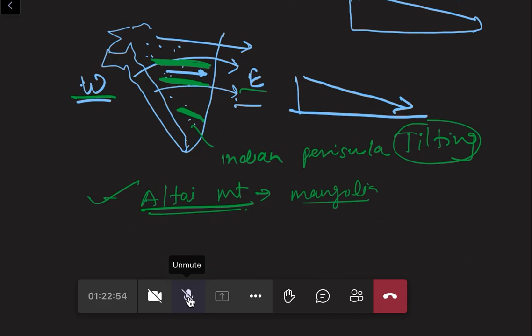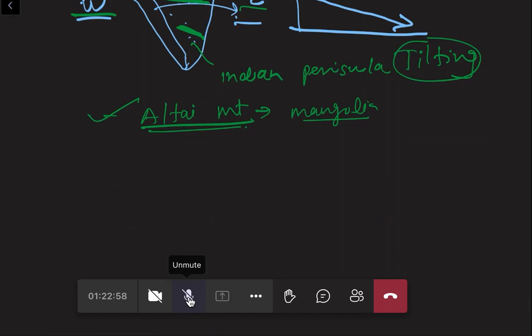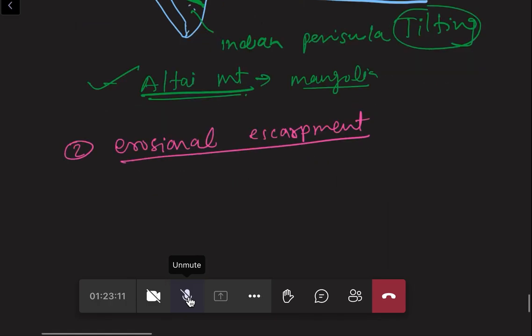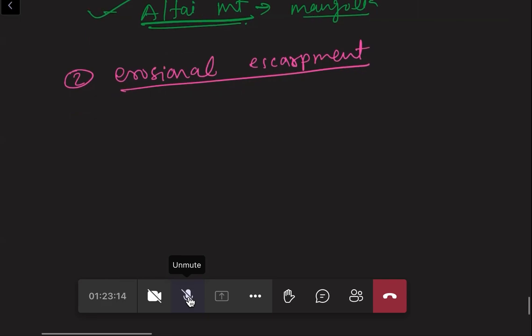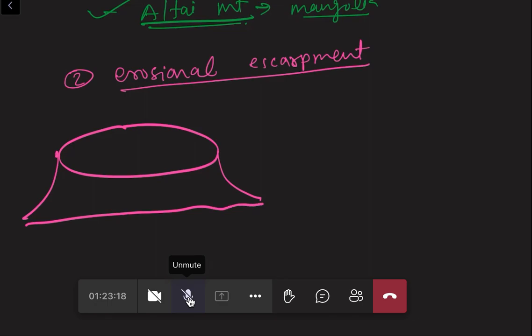Now, where are other regions in India where these kinds of escarpments are formed, but due to a different reason? The different reason can be an erosional escarpment. So what is an erosional escarpment? Suppose there is a plateau. On this plateau, you have rivers. Now there are rivers over this plateau.